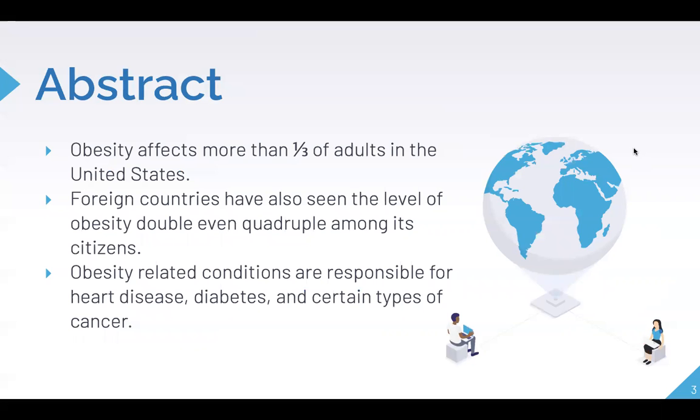Obesity is a worldwide epidemic that affects more than 1/3 of adults in the United States. It also affects 1 in every children that lives in the United States, which equates to children that are overweight and are likely to be overweight when they are adults. Foreign countries have also seen the level of obesity double or even triple among its citizens. Obesity is becoming a common and costly disease and continues increasing yearly. Obesity-related conditions can be responsible for heart disease, diabetes, and certain types of cancers.